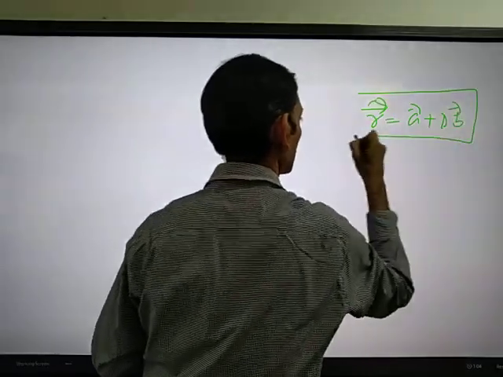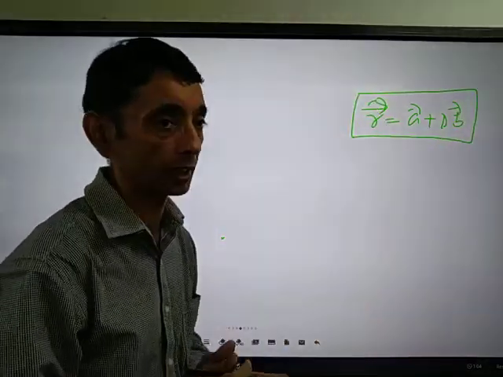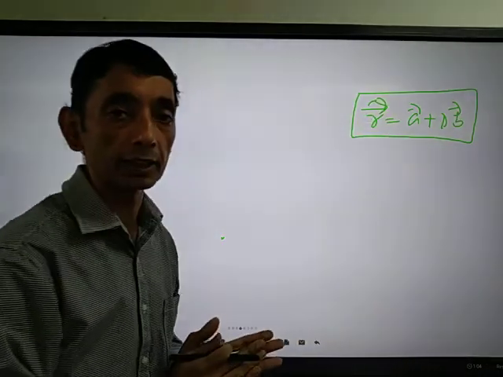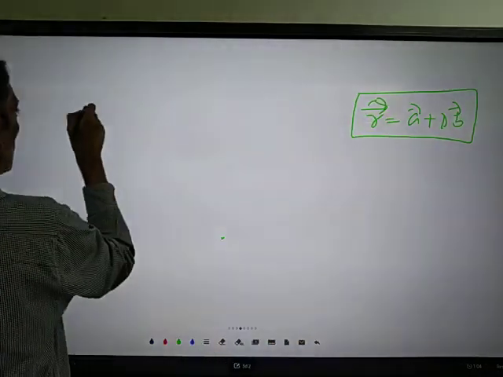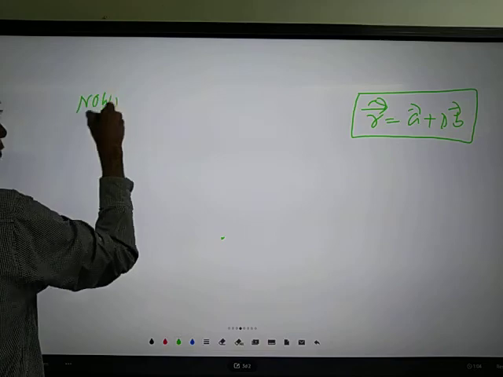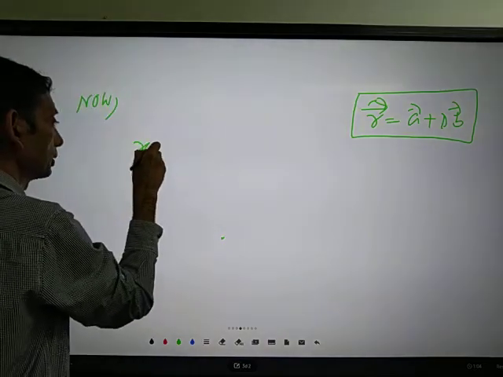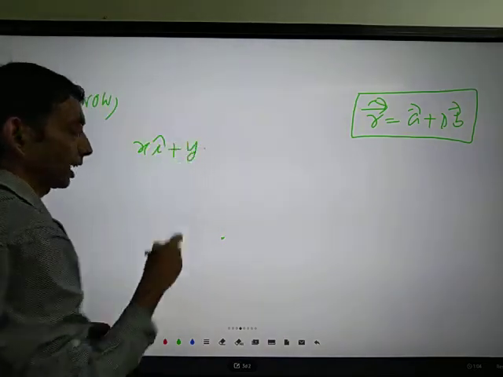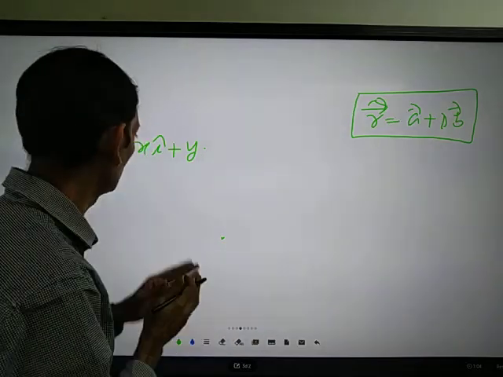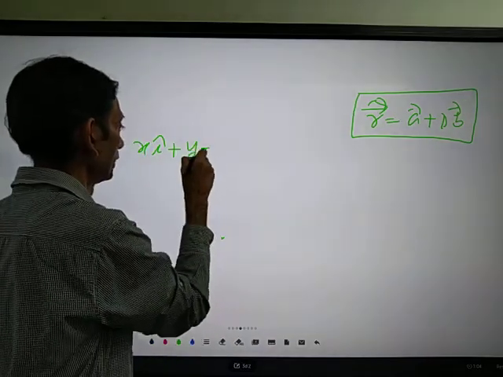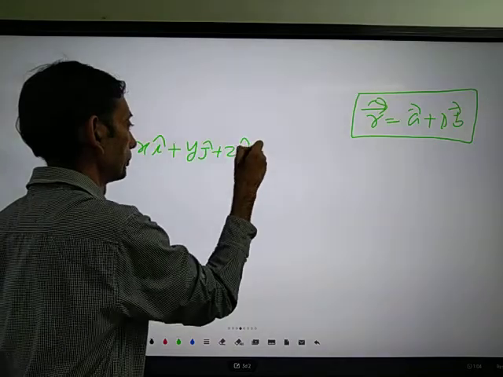This is the vector equation of the line that we have just derived. Now we'll write R in terms of x, y, z. In place of R, we know that a vector can be written in component form, that is x i cap, y j cap and z k cap, right?